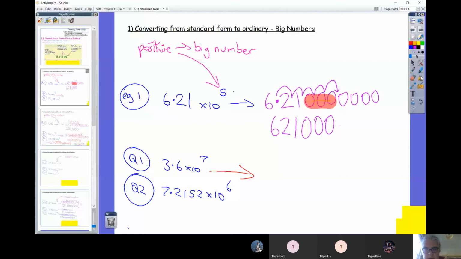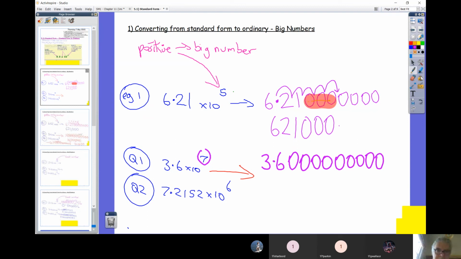Okay, so this second one here, again, it's a positive power 7. So I know it's going to be a big number. So I write my 3.6 down, and I put lots of zeros down. Really, it doesn't matter, just loads. It's just giving me something to bunny hop over. And I've got to bunny hop the decimal point 7 jumps.